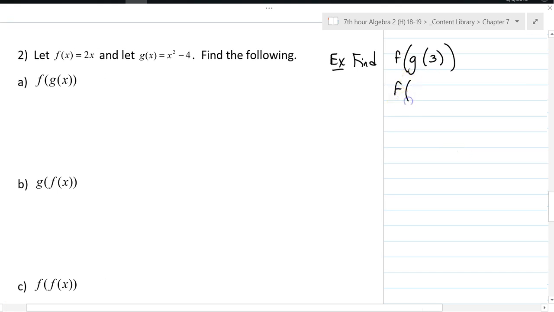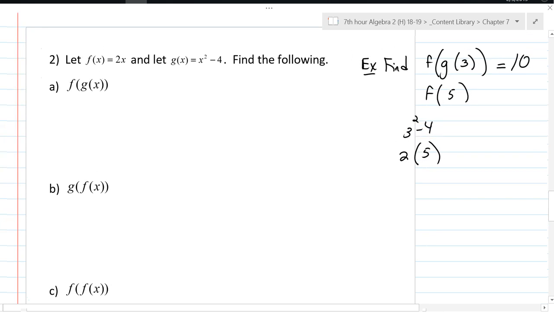I'm still going to start on the inside, with g of 3. If g of x is x squared minus 4, then g of 3 would be 3 squared minus 4, which is 5. So I'm going to find f of 5 now. If f of x is equal to 2x, then f of 5 would be 2 times 5, which is 10. So f of g of 3 is 10.